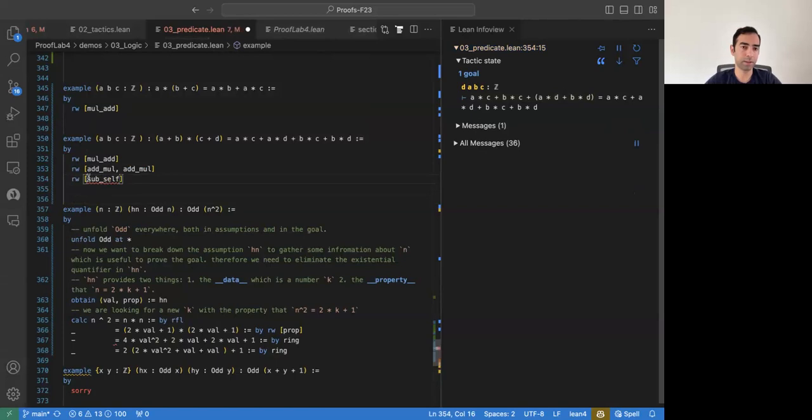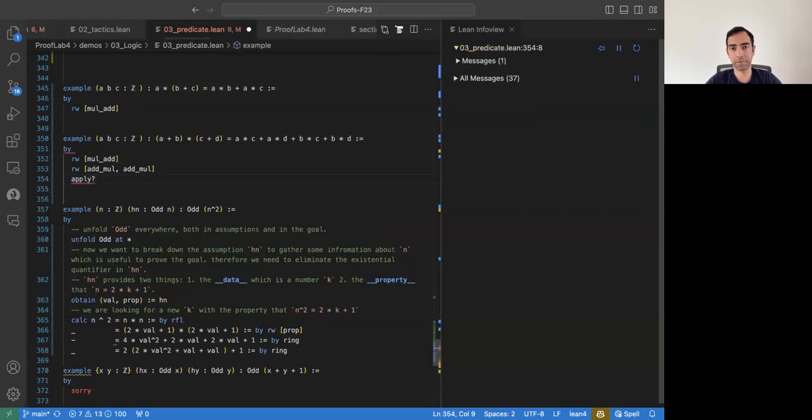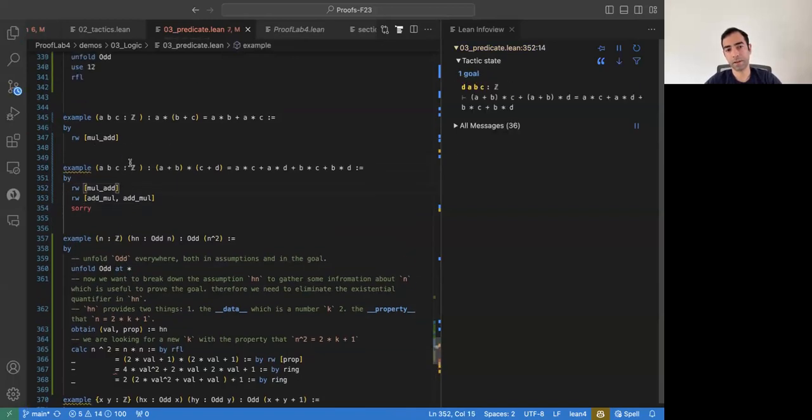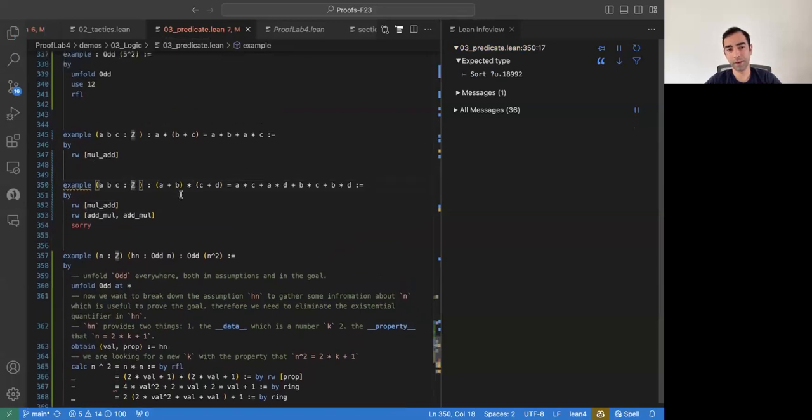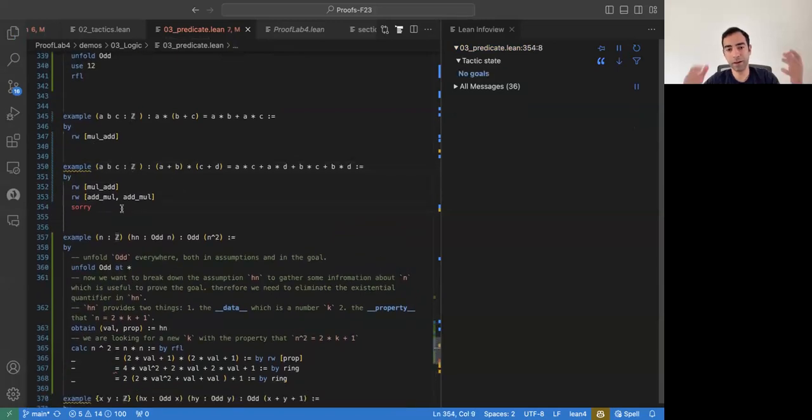Okay, I don't know what the name of the lemma is, but there's a tactic that gives you the name of the lemma, and that's apply question mark. But let's try this later. So I want to put sorry for this. This would be complicated. So for now, all we have to do is cancel the terms that are the same and just use commutativity of addition to prove this.